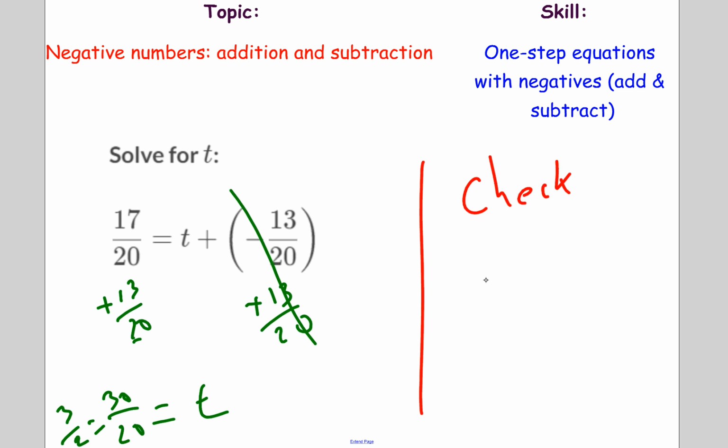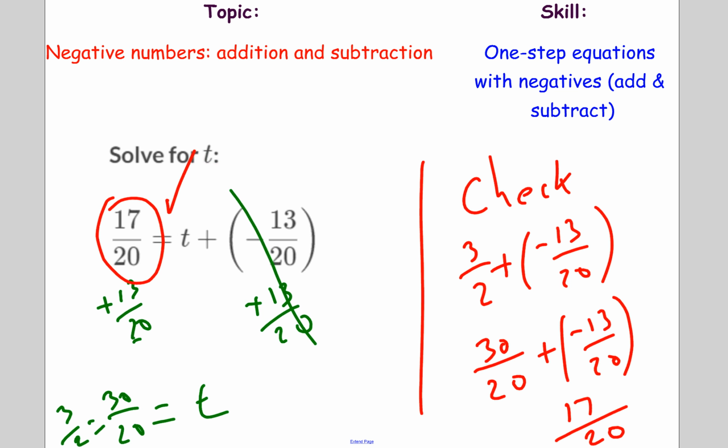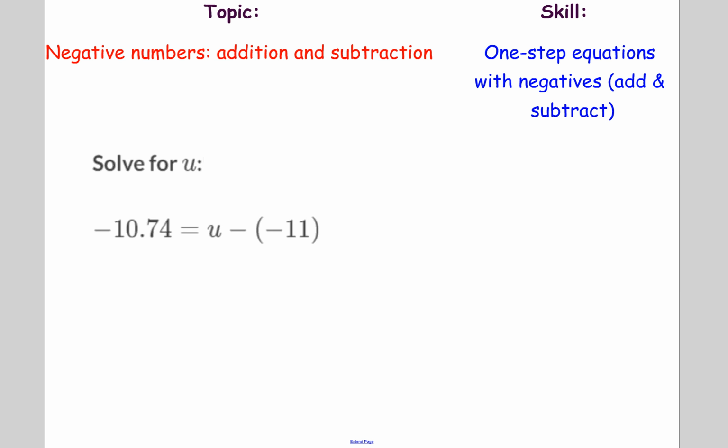So I'm going to take 3 over 2 plus negative 13 over 20 and see what happens. Well, 3 over 2 is 30 over 20 plus negative 13 over 20. Well, 30 plus negative 13 is positive 17 over 20. And does that make me smile? Yes, it does, because I get a check mark there, check mark there. I did it right. I think the next one is the last problem.